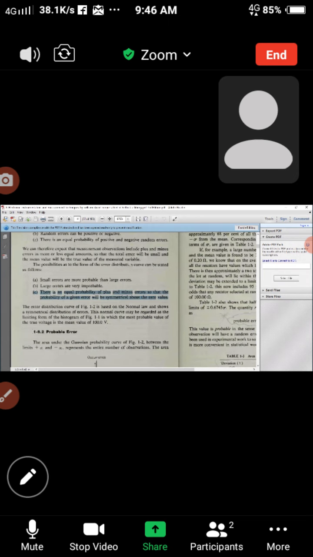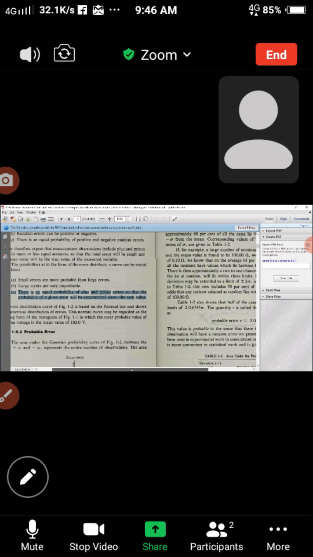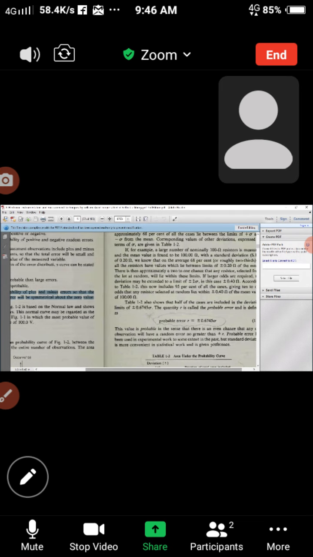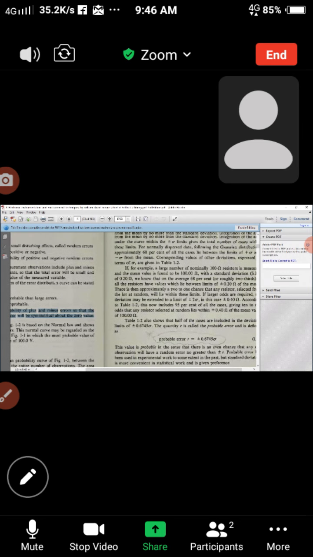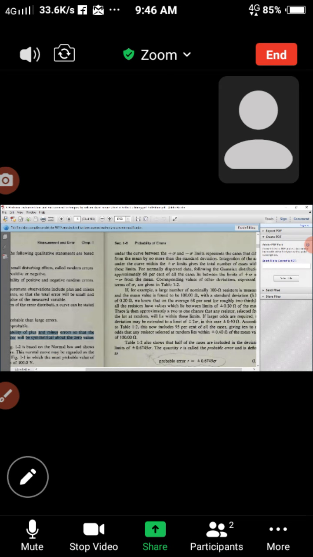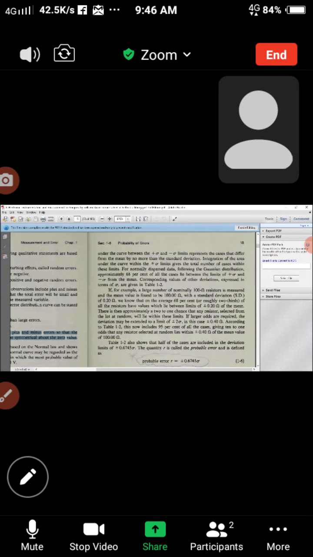Now we will switch to probable errors. The area under the Gaussian curve between plus infinity and minus infinity represents the entire number of observations. So under this curve between plus and minus sigma limits represent the cases that differ from the mean by no more than the standard deviation. I told you that plus or minus 0.1, plus or minus 0.2 in the above figure are called plus deviation sigma and minus deviation sigma limits.